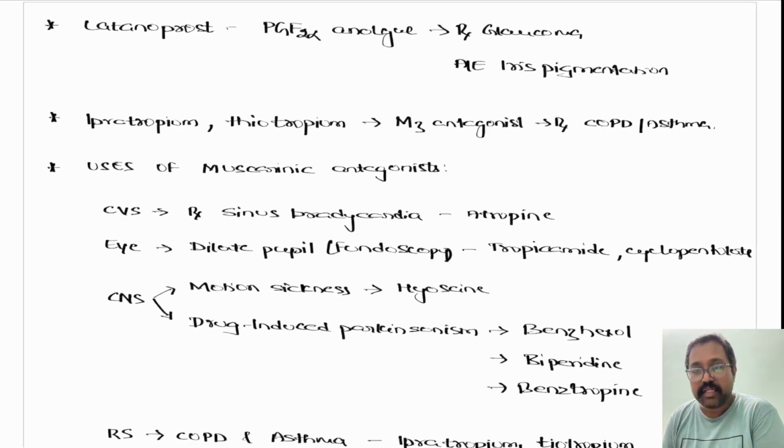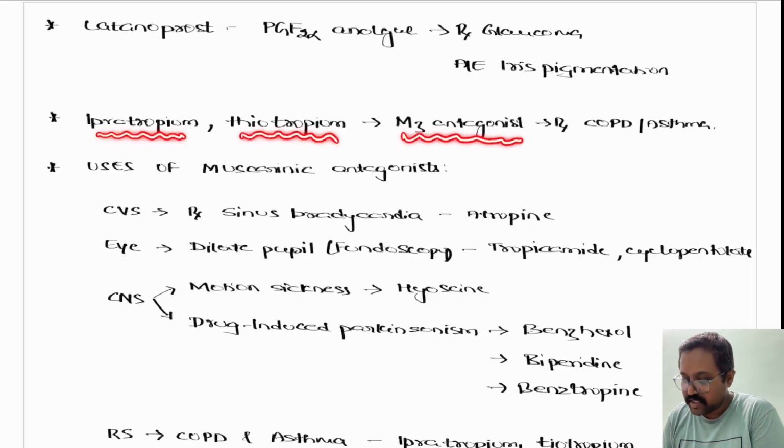So next, what are the anticholinergic agents which can be used for treatment of COPD and asthma? We have ipratropium bromide and tiotropium bromide. These are the M3 receptor antagonists. These are used by the inhalational route in the treatment of COPD and asthma.